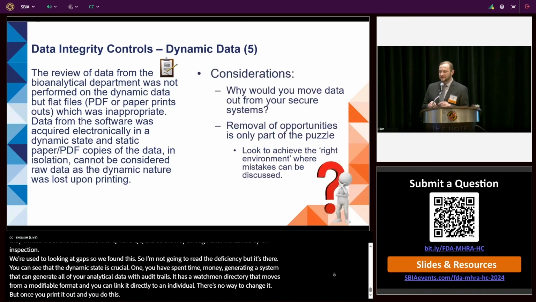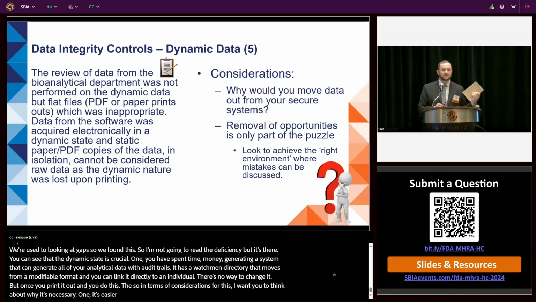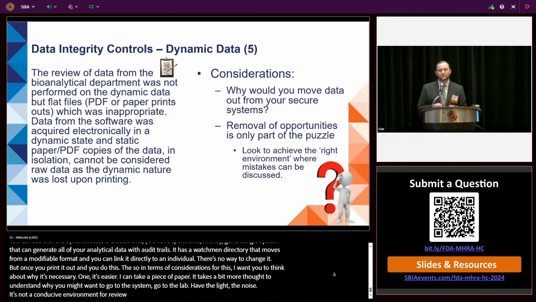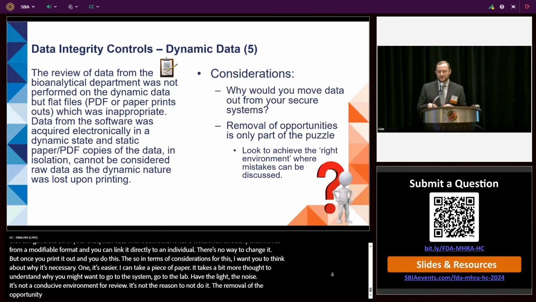So in terms of considerations for this, I want you to think about why that would be necessary. One, it's easier. I can take a piece of paper and go and sit at my desk. It takes a bit more thought to understand why you might want to go to the system, go to the lab, with the yellow light and the noise. That's not a conducive environment for review, but it's not a reason not to do it. The removal of the opportunities is only part of the puzzle. And I think I've gone through 3 examples, and if you remember nothing else, it's the second part of this.